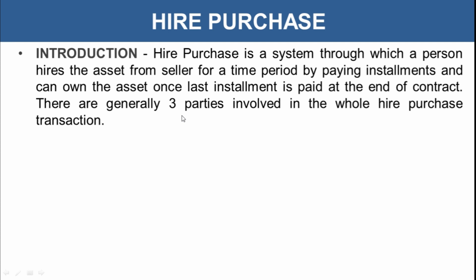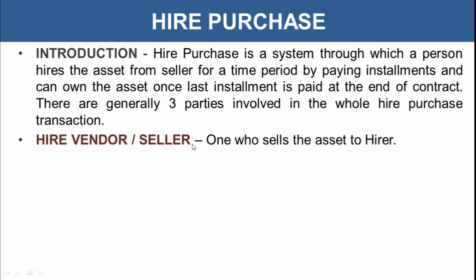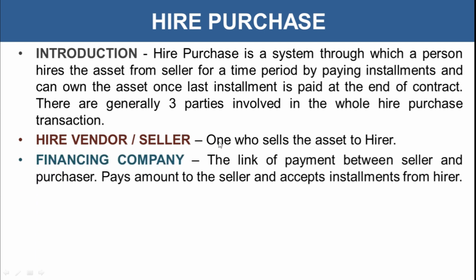Now there are generally three parties involved in the whole hire purchase transaction. The first one is the hire vendor or seller. You have visited the shop and you want to make a purchase there. So there is a seller, one who sells the asset to the hirer. The hirer is no one but the purchaser or the buyer. The second party involved is the financing company.